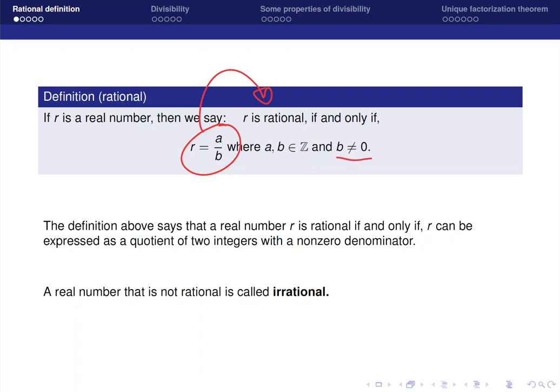Something that is not rational is going to be called irrational. A real number that is not rational is going to be called irrational.